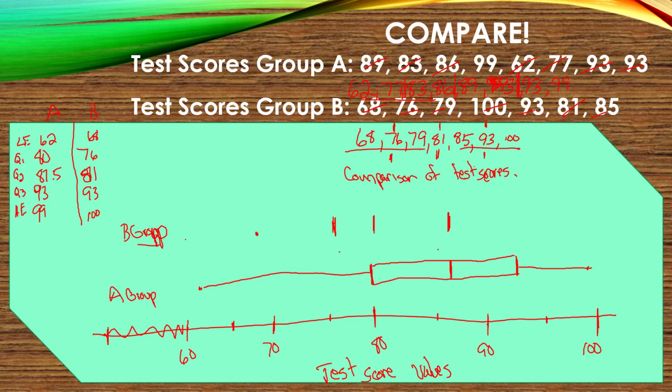I did not make that in the same spot. Let's try that again. So we have a 93, actually, way up here. And then we have a 100 as our highest extreme. So we come back to the box, we close in our box.